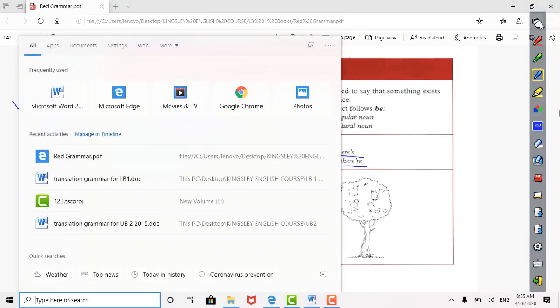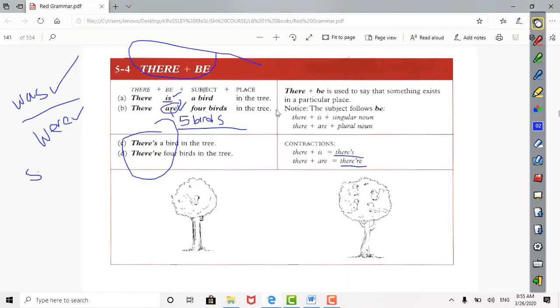Alright, back again over here. If it is simple past, you use was or were for the to be. If it is simple past, we will use was or were. Something like that, my students.